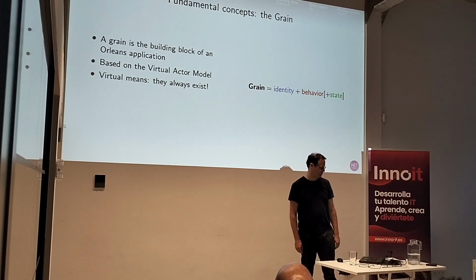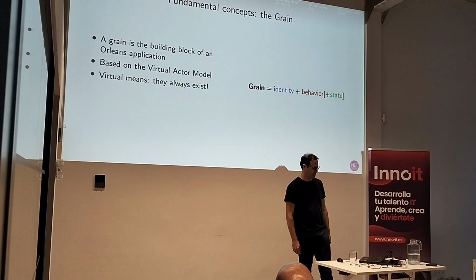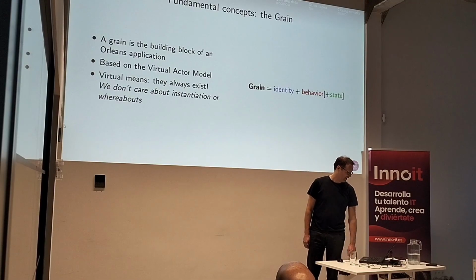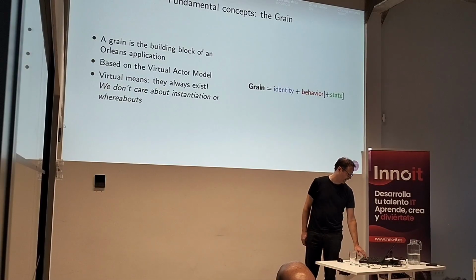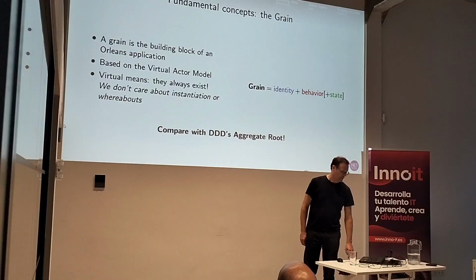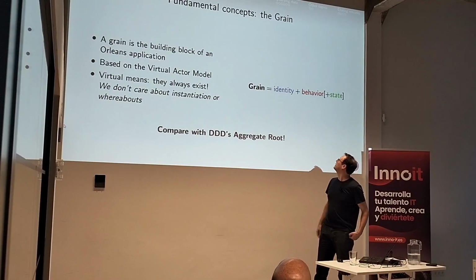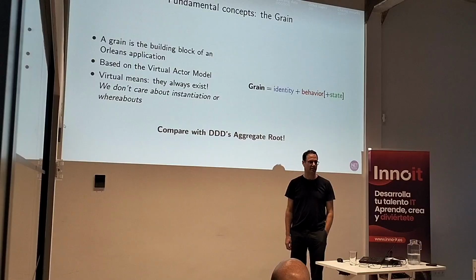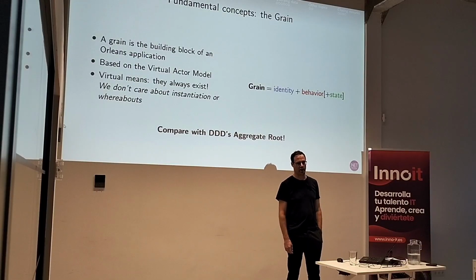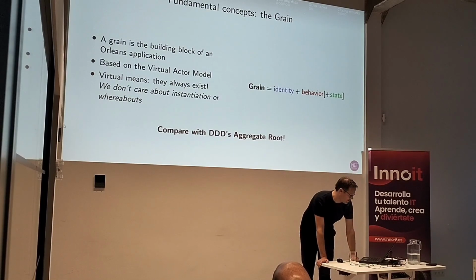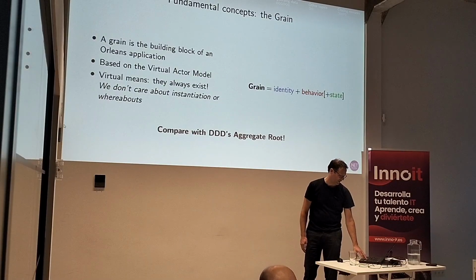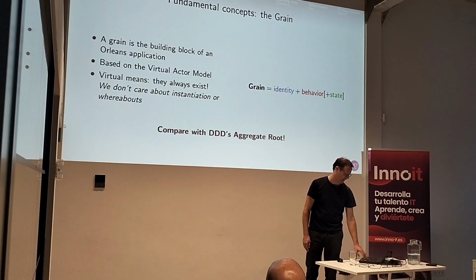The innovation brought about by Orleans is that it is a virtual actor model, and virtual means that they always exist, meaning that we don't care about instantiation or whereabouts. We just call it, and everything happens behind the scenes. Now, this kind of object that you see there, a grain, something with an identity and a behavior and a state, corresponds very well to a concept from domain-driven design, which is the aggregate root. Something that has well encapsulated behavior and an identity. So it's also in that context that this is an interesting concept.